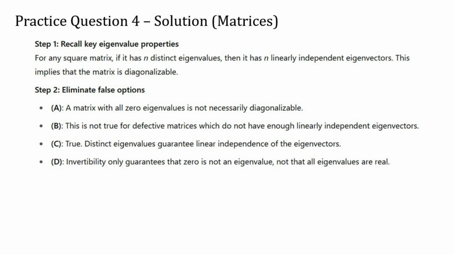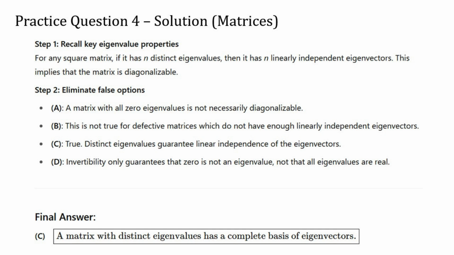Option D says that if a matrix is invertible, then all its eigenvalues must be real. But this isn't correct either. Invertibility only tells us that 0 is not an eigenvalue. It says nothing about whether the remaining eigenvalues are real or complex, so this one is also false.